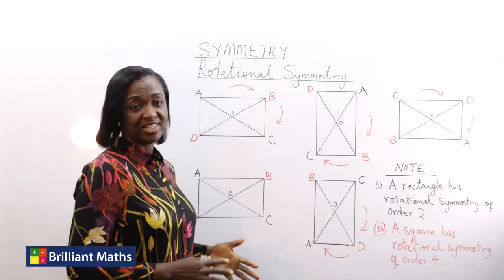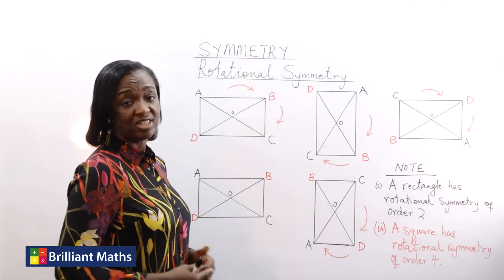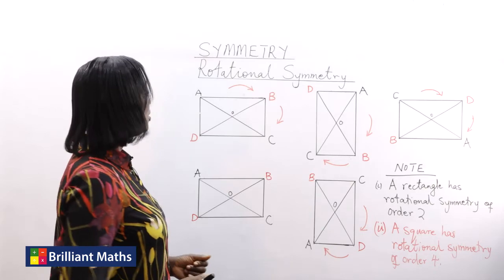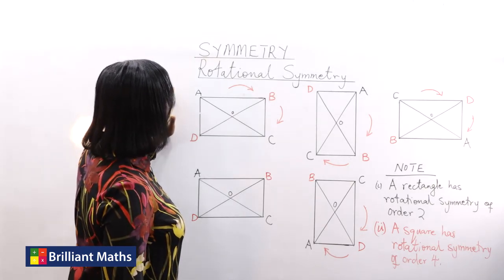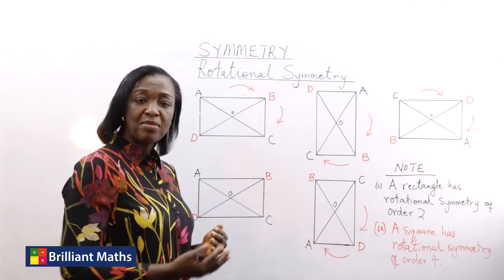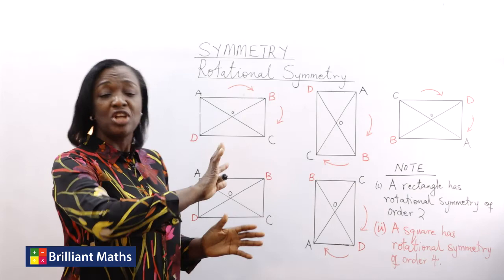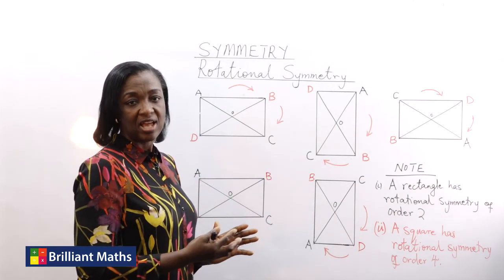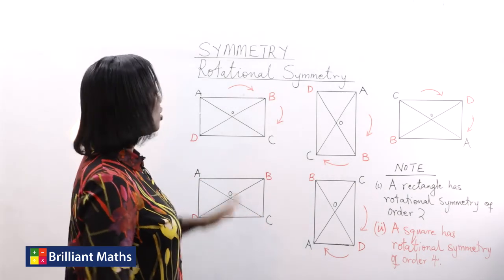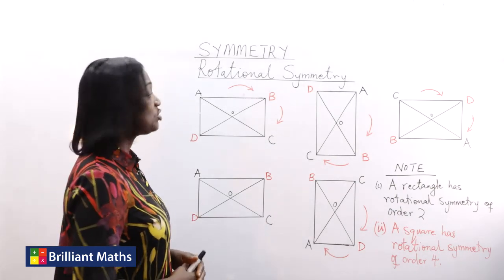In this part of the lesson, we want to learn how to find the order of rotational symmetry for any shape. So we have this rectangle A, B, C, D. How many times will the rectangle look exactly the same as you turn it around within 360? How many times will it look like the original shape? That will be the order of rotational symmetry.